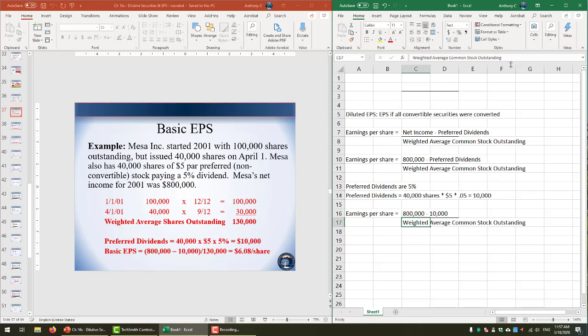So we have 10,000. The final part we need to calculate is weighted average common stock outstanding. Again, we're just going to take the number of common stock on any date and weight it by the fraction of the year it's outstanding. So I'll have shares, and off to the right I'll have weight. Okay, so in this example, we start 2001 with 100,000 shares outstanding. So these 100,000 shares are going to be outstanding for the whole year. So they're going to receive a weight of 12 out of 12 months.